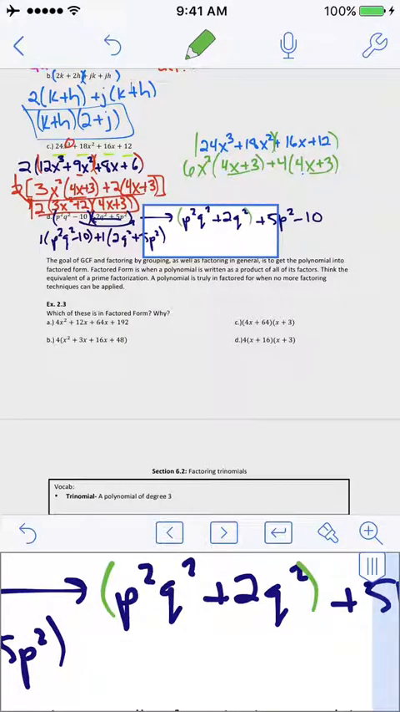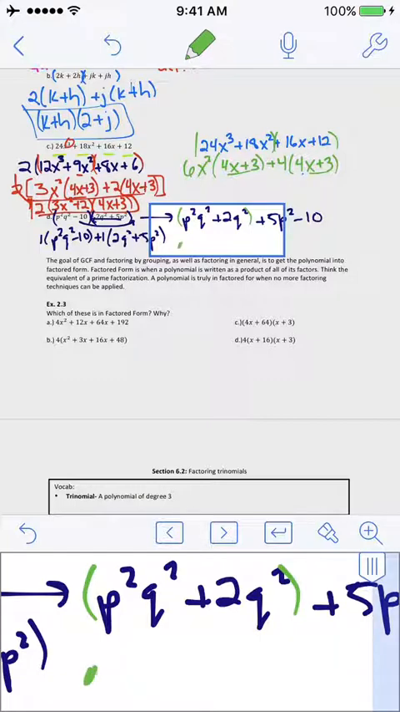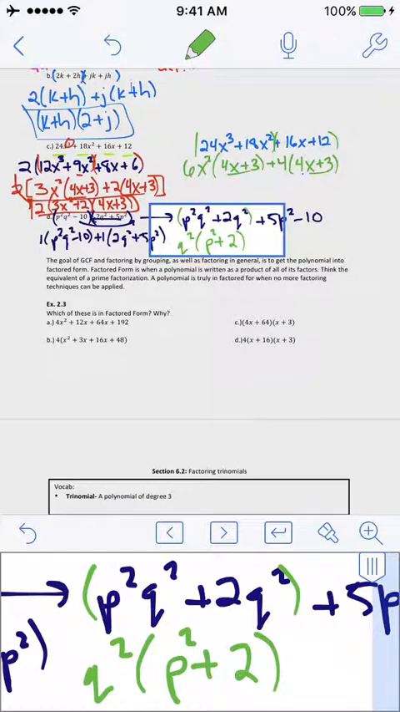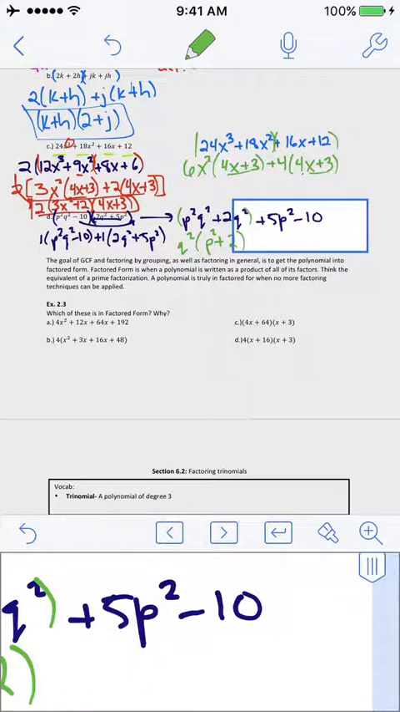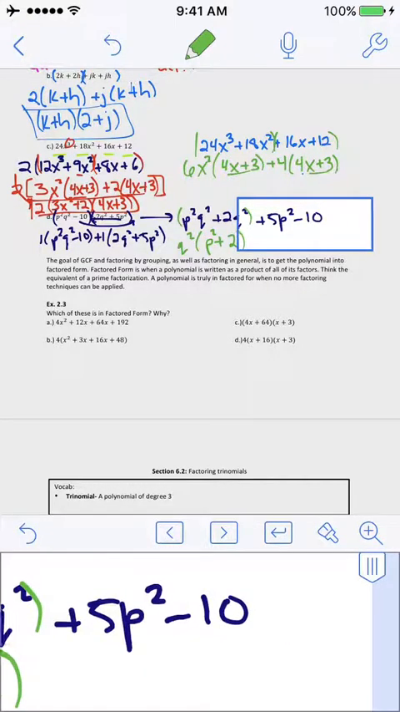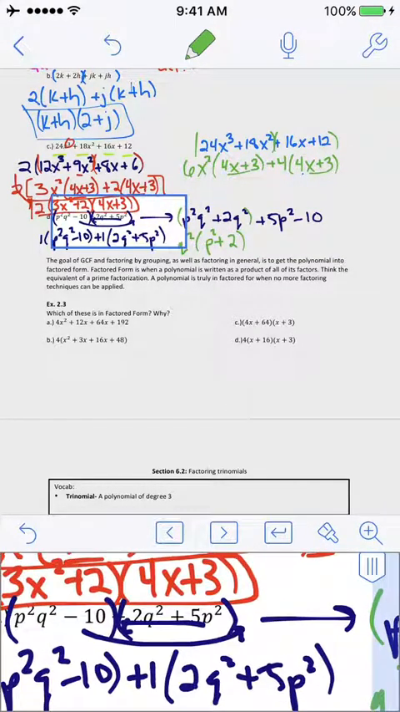So here, now they have a q squared in common. I can take out the q squared. I get p squared plus 2. Awesome possum. Let's go over here. Is there a typo in this problem? I think this should be a plus 10.